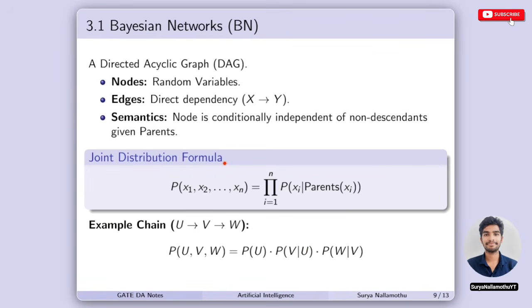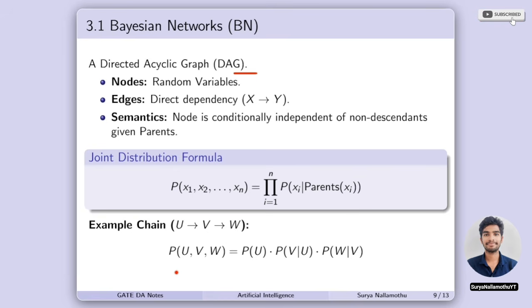The Bayesian networks are a directed acyclic graph with nodes and edges. The Bayesian network is one of the special networks. It is a directed acyclic graph, which we call a DAG, and the nodes are random variables. The edges are X points to Y. Example chain rule: U to V to W.